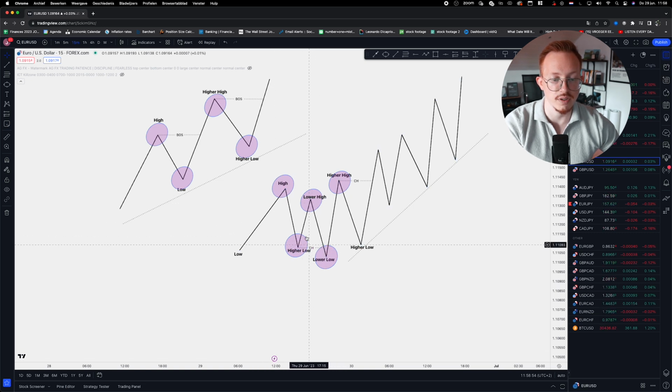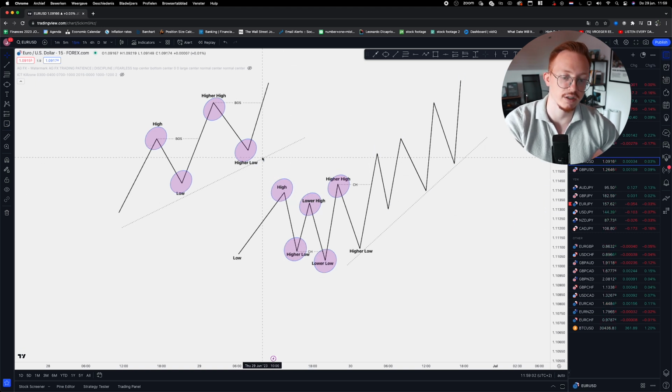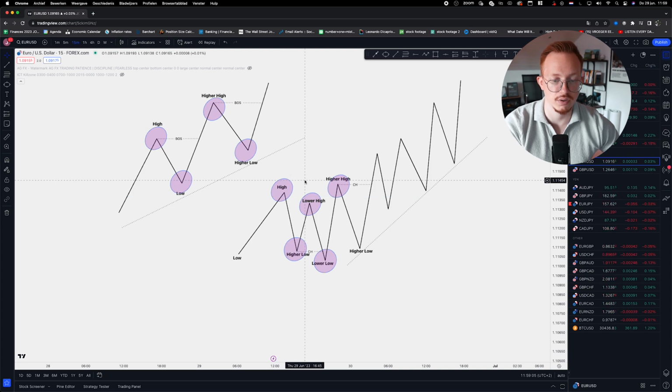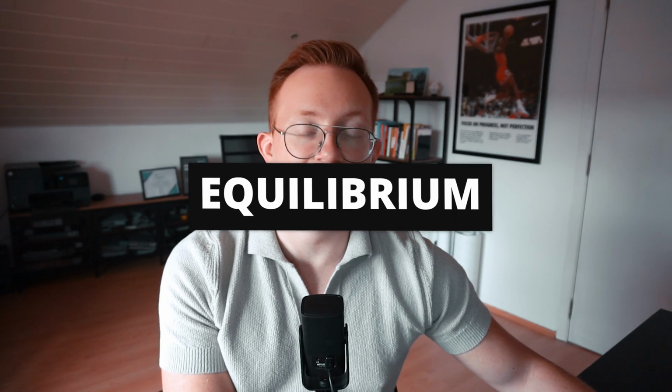This only comes whenever you have a lower high and a lower low after a higher high and a higher low, or a higher high and a higher low after lower highs and lower lows. Then the next thing is equilibrium.